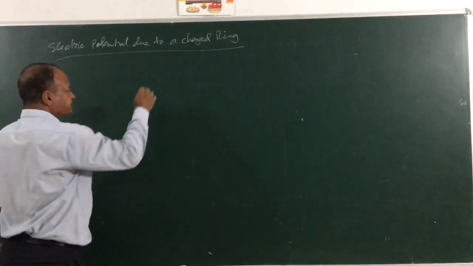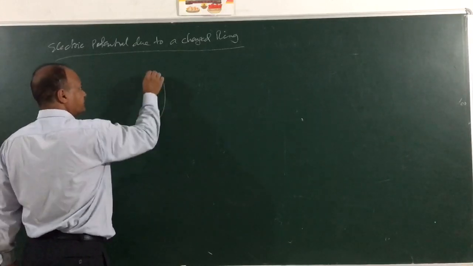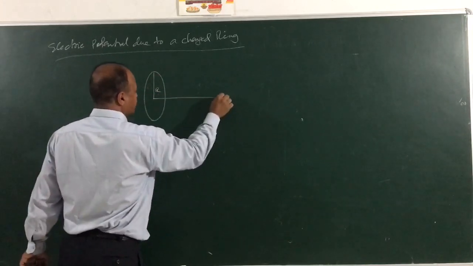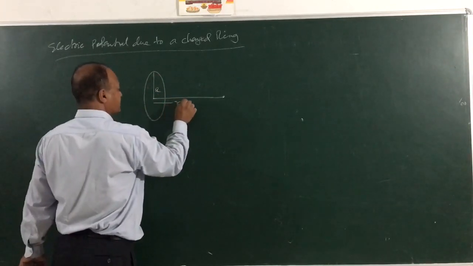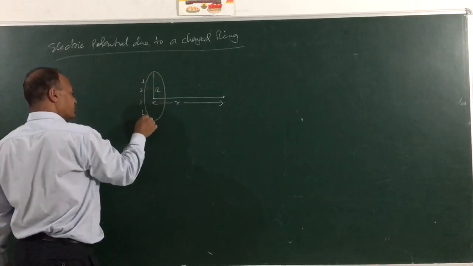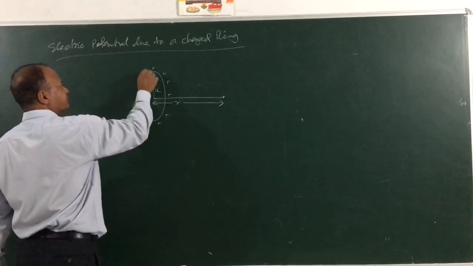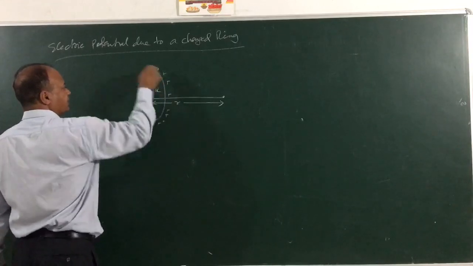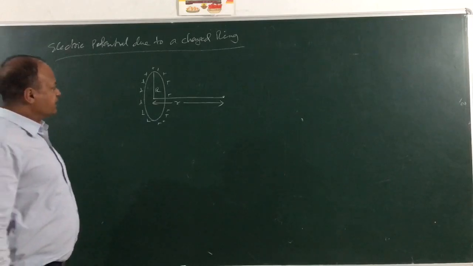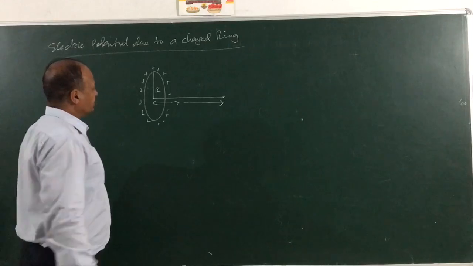Suppose you have a charged ring here. The radius of the ring is R. I want to calculate the electric potential at a distance small r from the center along the axis, and charge Q is uniformly distributed on it. This is obviously a case of linear charge distribution. And you understand that this angle is 90 degrees.